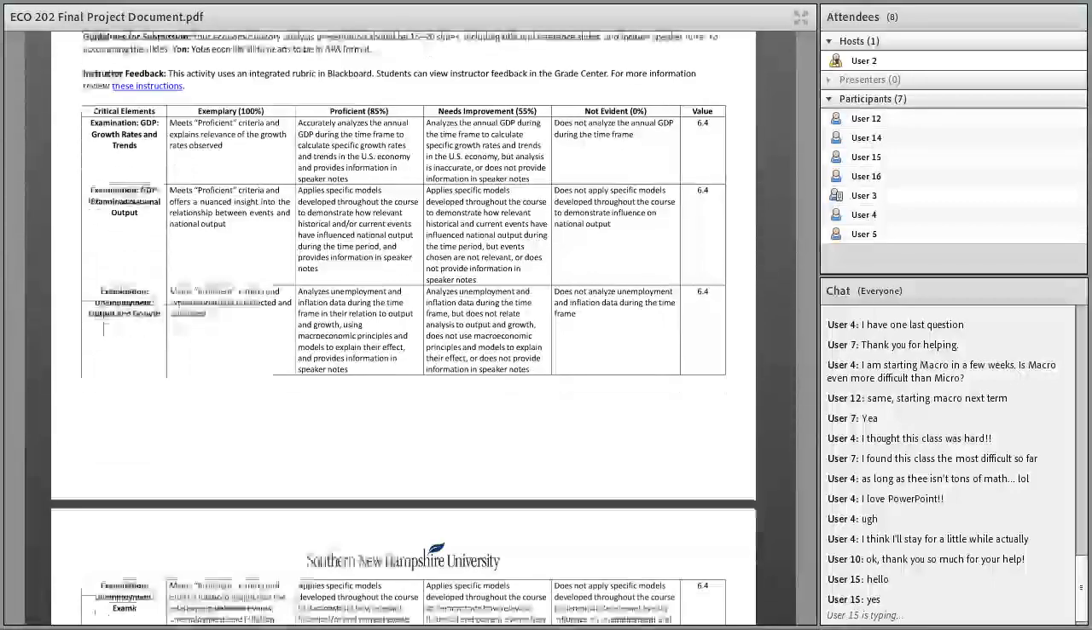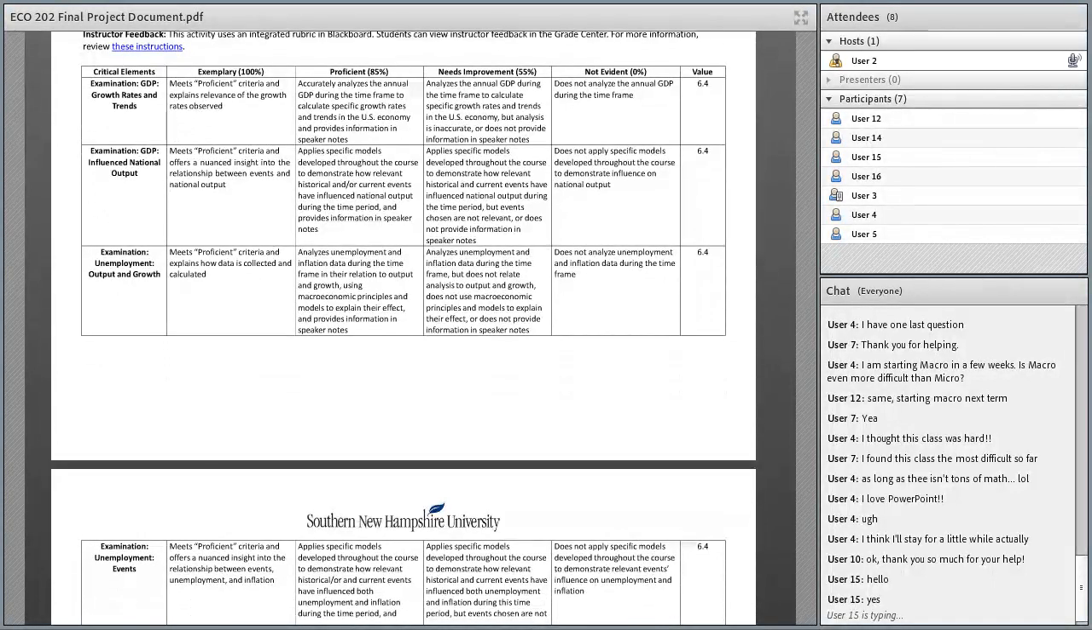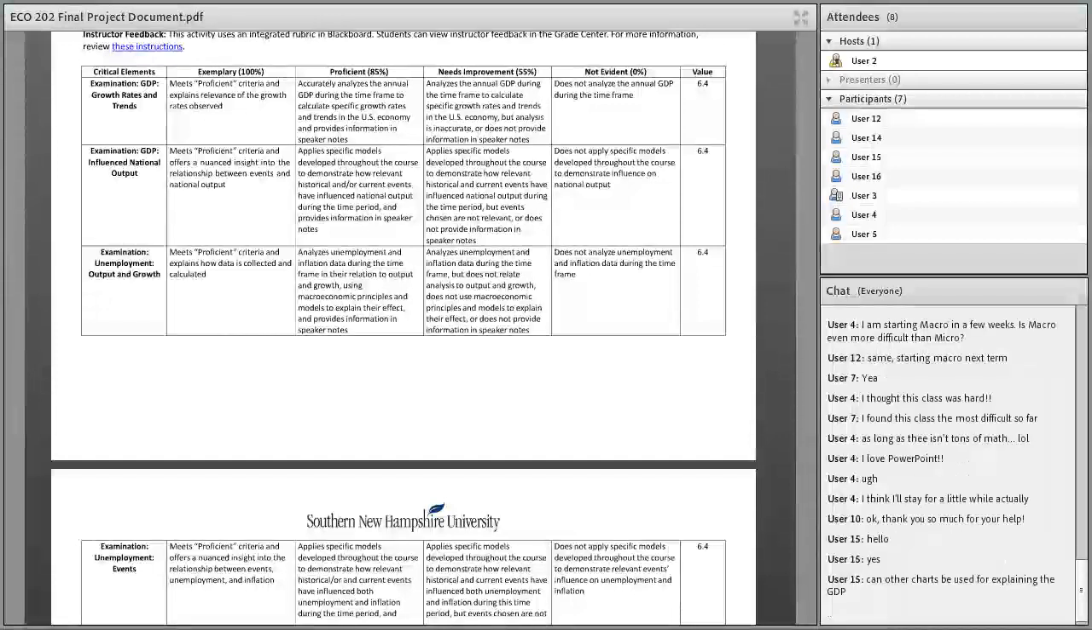It's additional insight. When you move on to unemployment and inflation, for unemployment, if you have analyzed unemployment in relation to changes in GDP, you're already proficient. The only thing you have to do to be exemplary, and this is easy to check, is to explain how the data is collected and calculated. For unemployment and even for inflation, all you need to do is go on the Bureau of Labor Statistics website, where the unemployment calculation is explained really well.